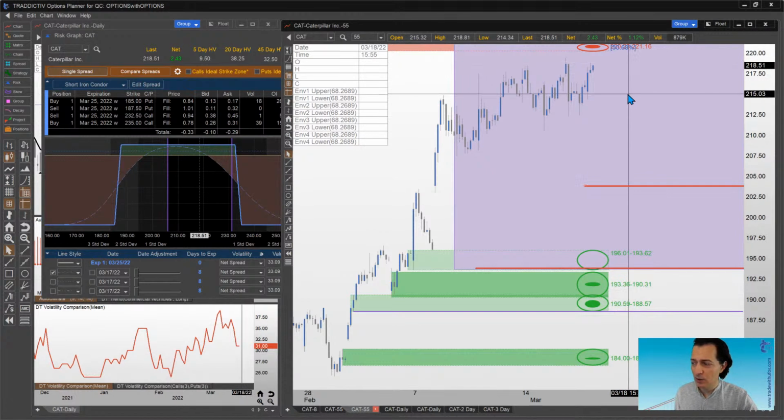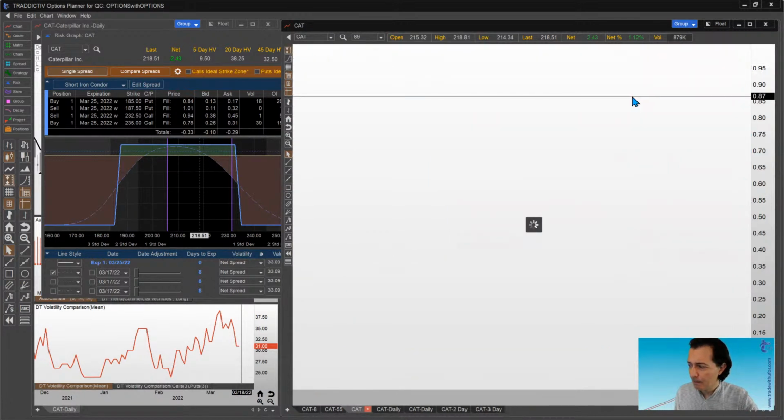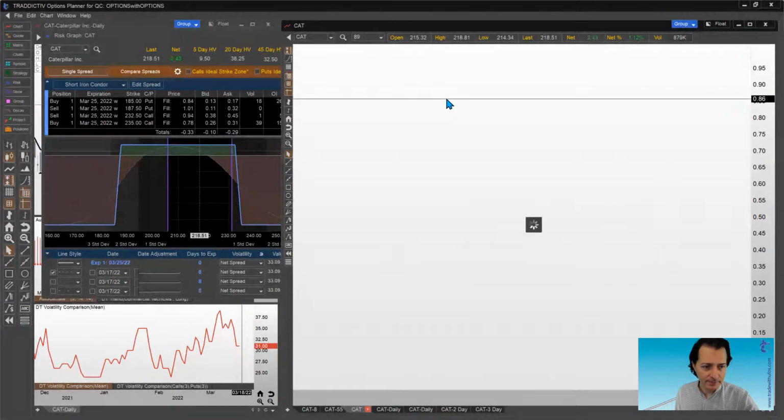Okay, so then I cannot do it on this time frame, but again I want to check a few more time frames just in case. So I'm going to look at 89, see if we have more UFOs there. Okay, so it's loading.